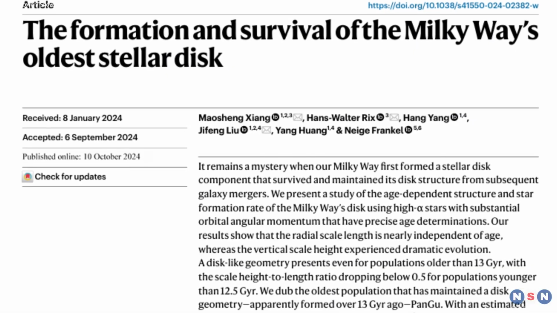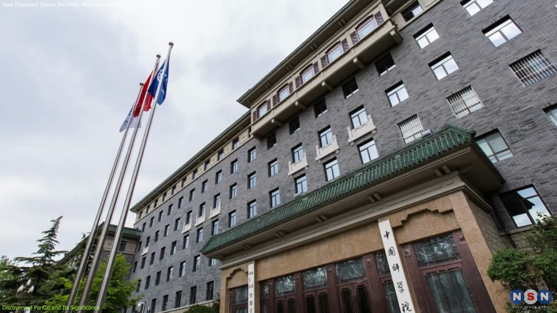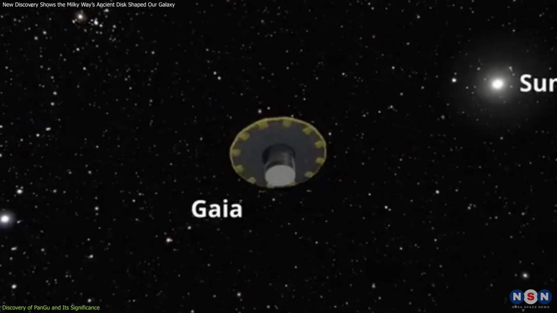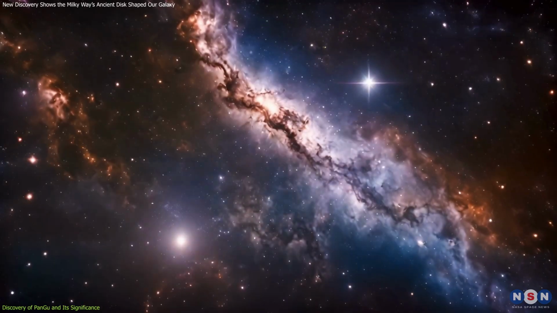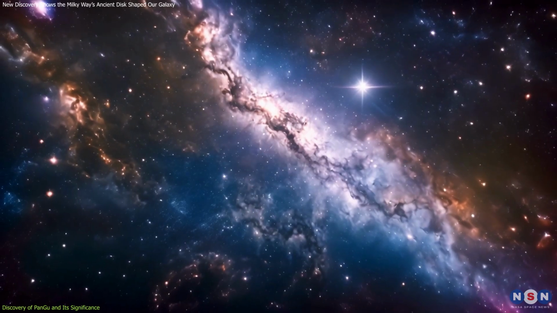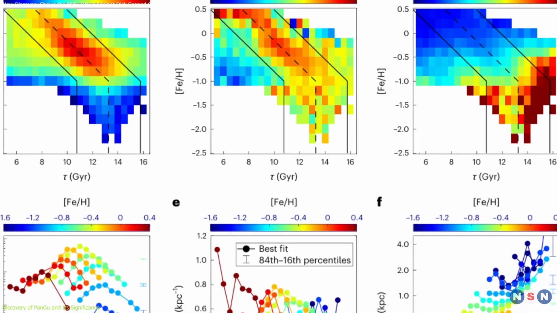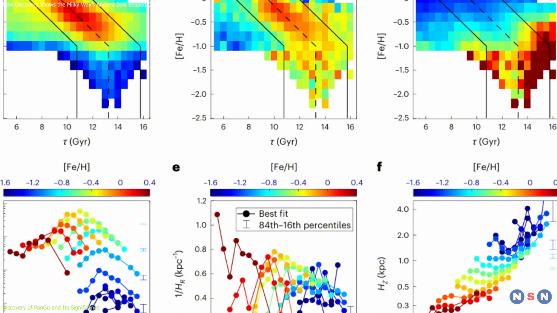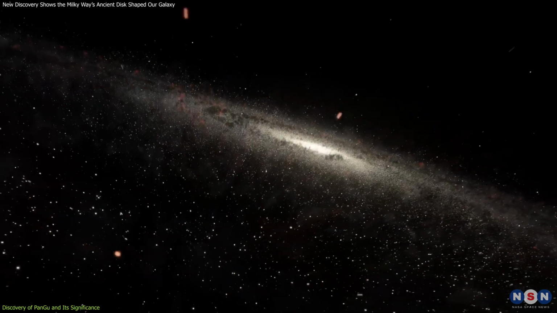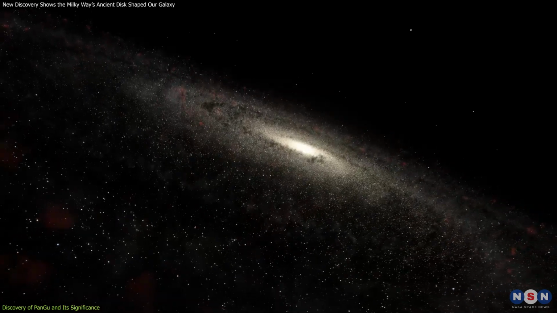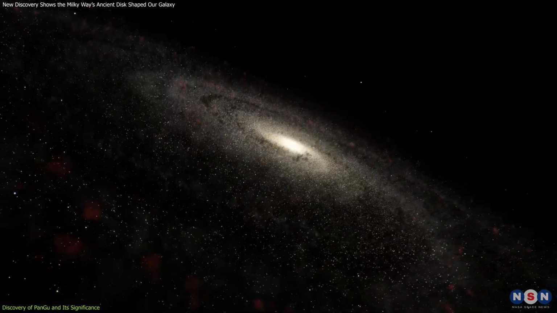A team of astronomers led by Dr. Mao Shengxiang of the Chinese Academy of Sciences has been studying ancient stars using data from the Gaia Space Telescope. Gaia has been mapping the positions and movements of over a billion stars in our galaxy, allowing astronomers to piece together the Milky Way's history. Through this data, they were able to trace back the motions of stars more than 13 billion years old, identifying what is believed to be the original disk of our galaxy. They named this disk PanGu.